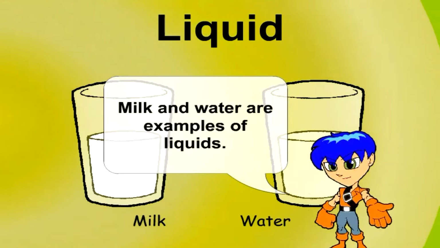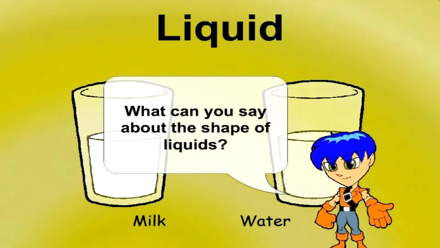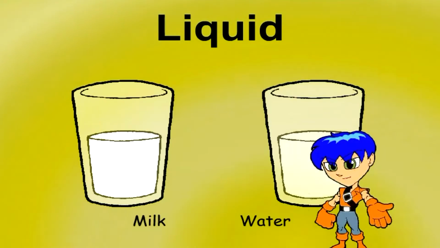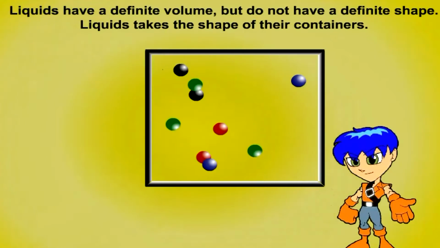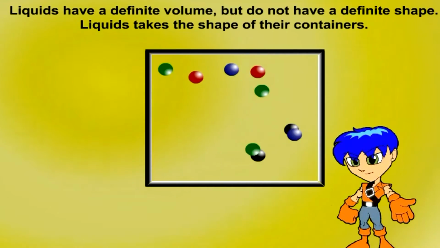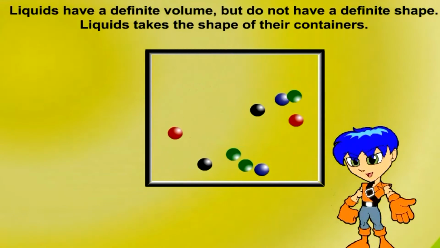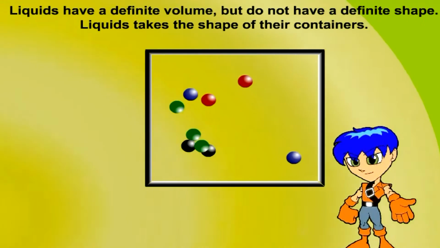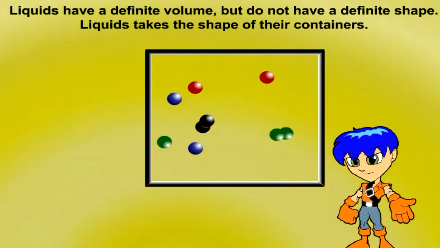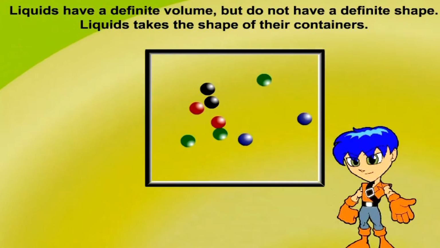Milk and water are examples of liquids. What can you say about the shape of liquids? Let's take a look. Liquids have a definite volume, but do not have a definite shape. Liquids take the shape of their containers.